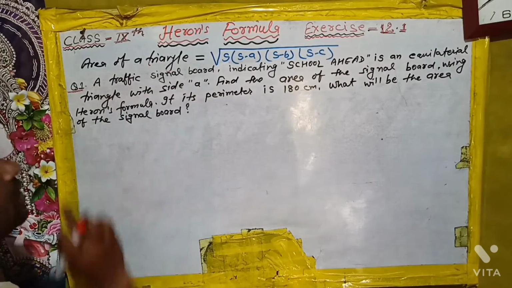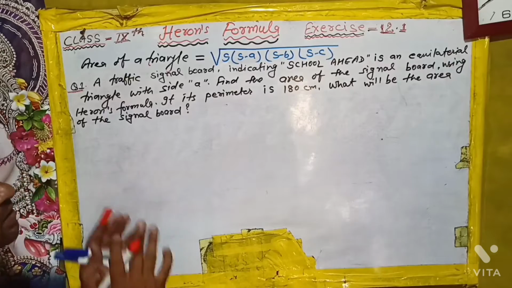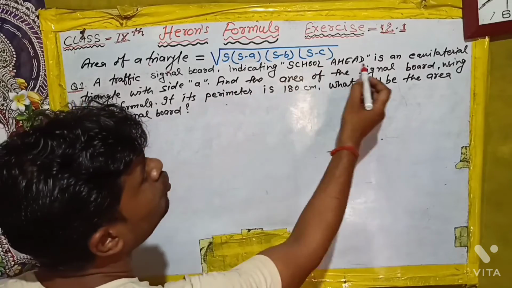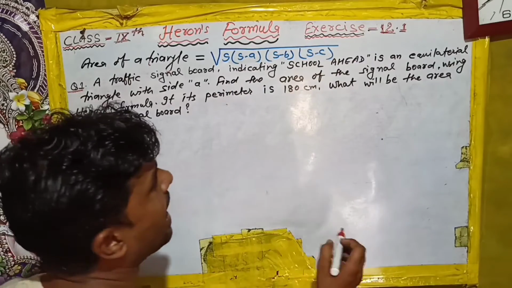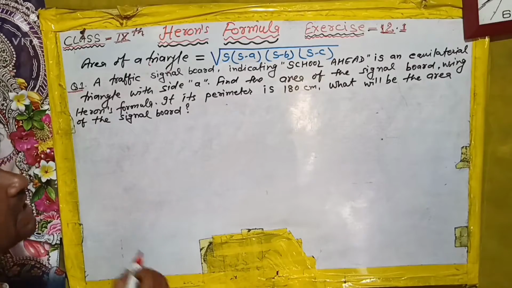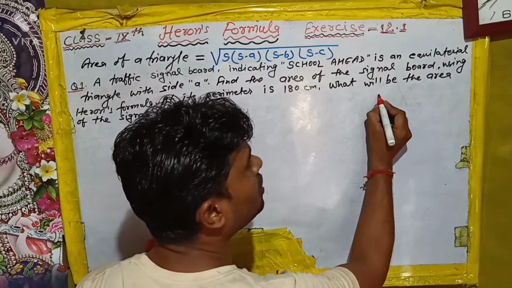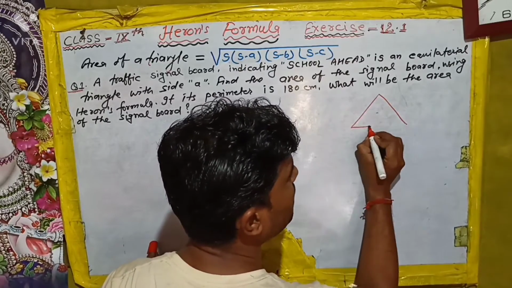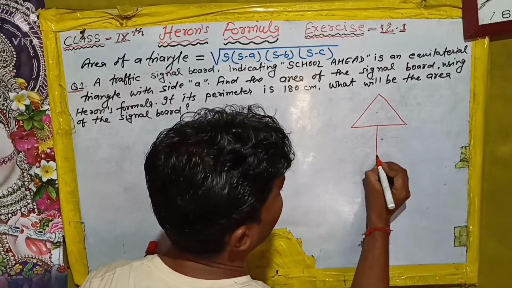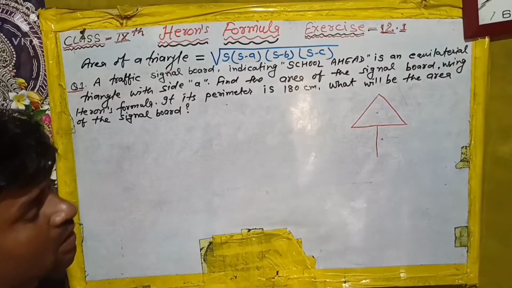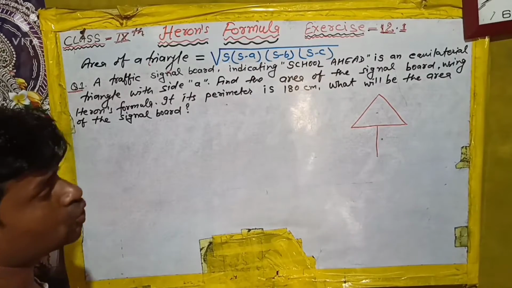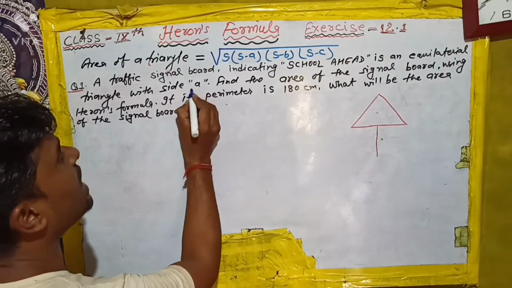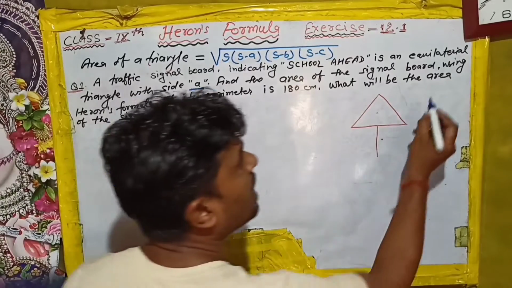A traffic signal board. You might have seen on the roadside there is a traffic signal, always indicating a school ahead, and it is an equilateral triangle with side A. You can see different types of traffic signals on the roadside, in a triangular shape, and it is given that the side is A.